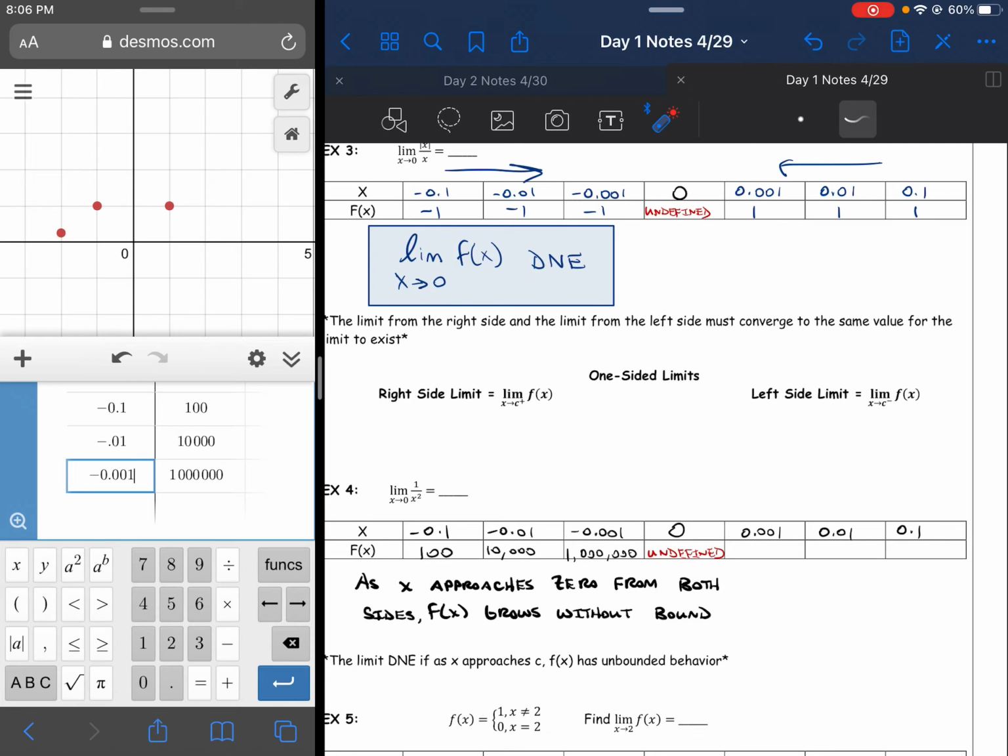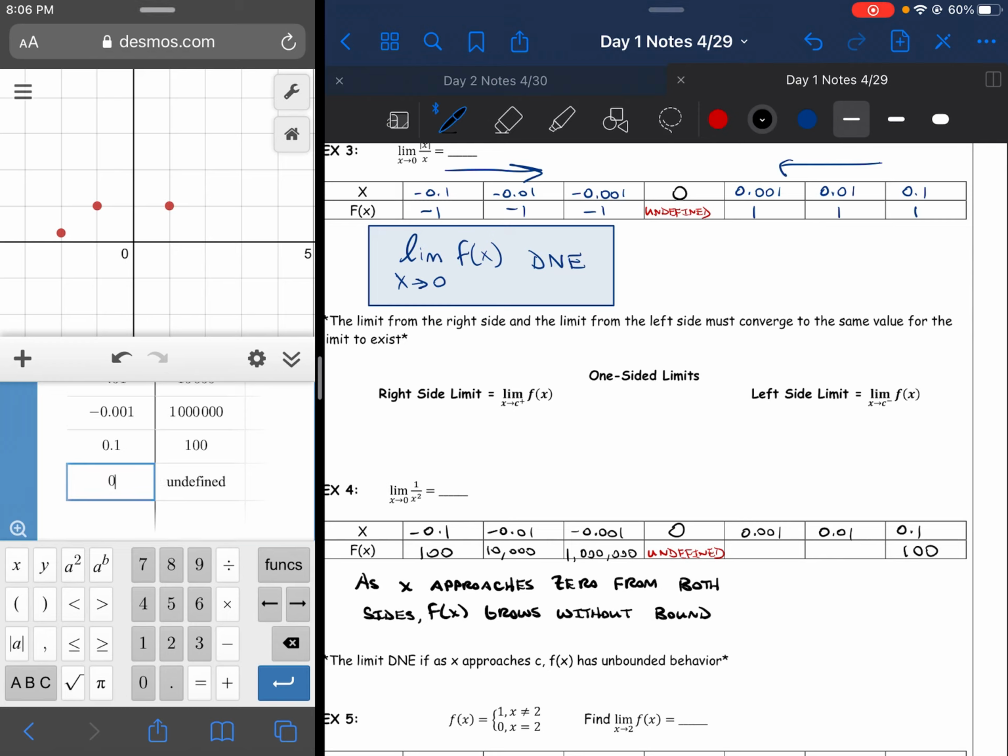It's growing without bound. Let's look and see what happens on the right side of 0 with 0.001 and 0.01 and 0.1. And I've got a feeling it's going to do pretty much the same thing. So let's start first by looking at 0.1. Start moving in from the right side. Well, it looks like we're going to get 100. Okay, if we plug in 0.01, we get 10,000, so it's pretty much mirroring itself. And we can already guess, and you can check if you want to, but if we plugged in 0.001, we'd get 1 million.